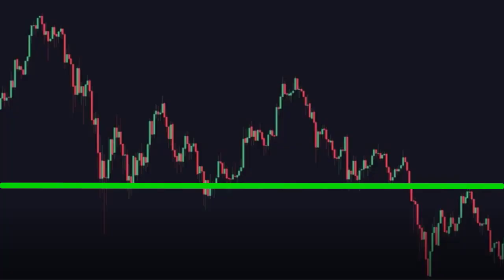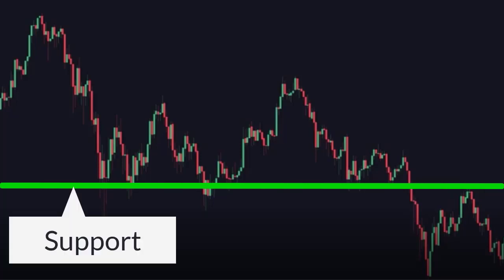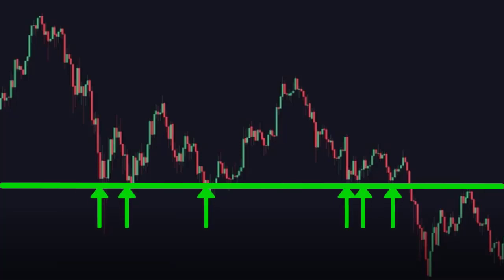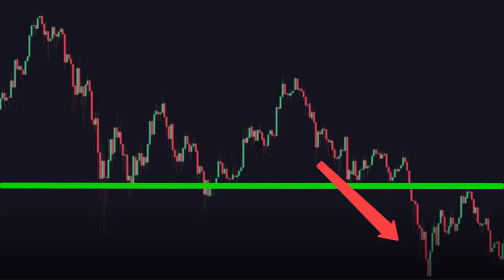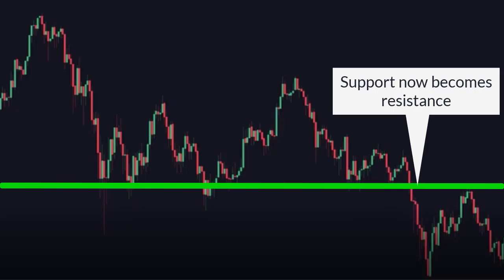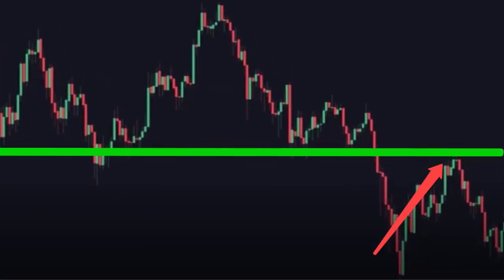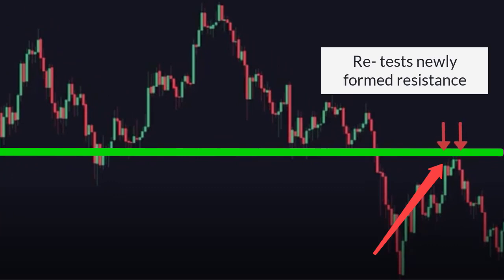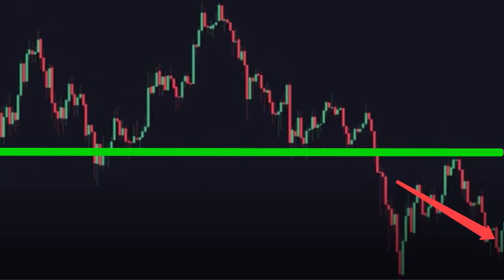Here is an example of a high quality short trade. We see this line as a support. You can see 6 price rejections at this level before finally price breaking below the support. The support now becomes a resistance. Price comes back, retests the newly formed resistance, and then continues to move down in its original downtrend.